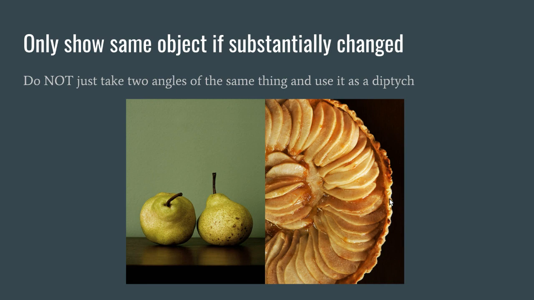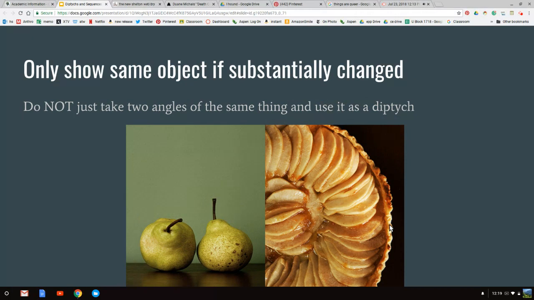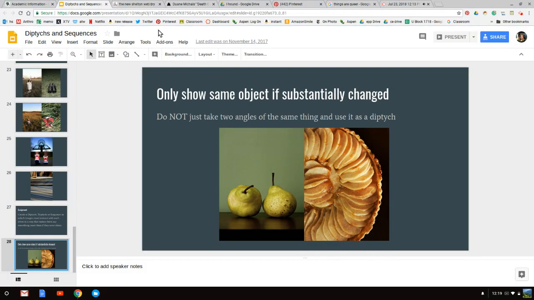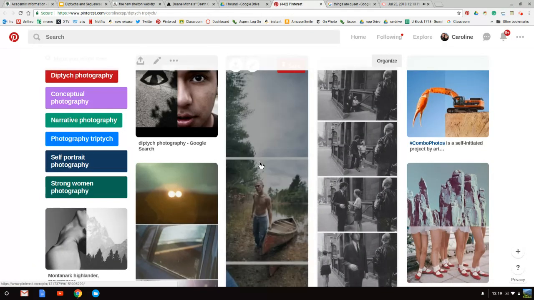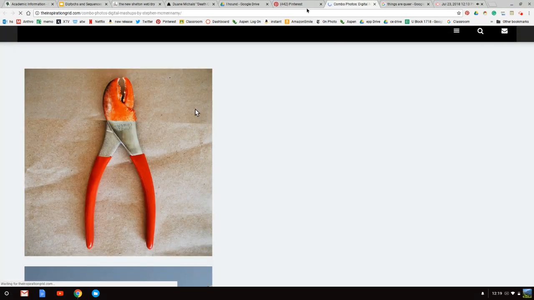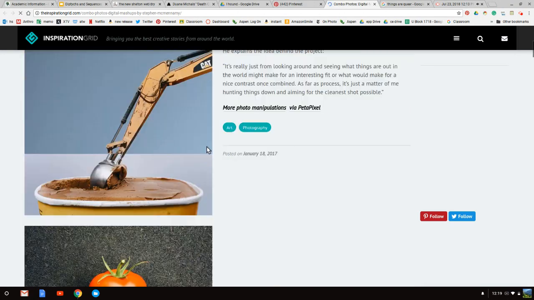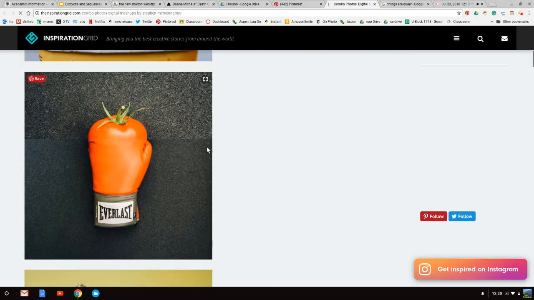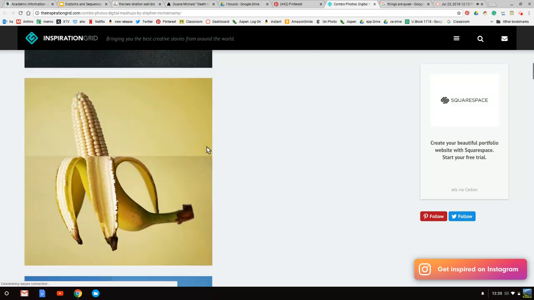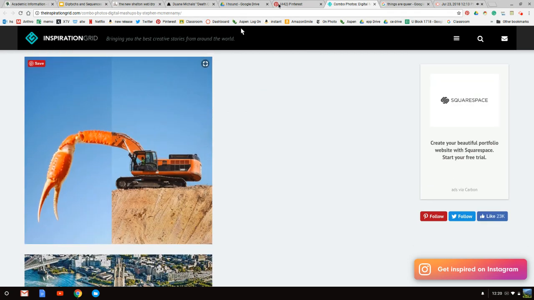If you are going to photograph the exact same object, I want it to be transformed in a substantial way, like these pears were transformed when they were cut up and cooked into the tart. And I've included some links, such as a Pinterest page that shows some really fun, interesting diptychs, where people have combined different objects together. So those are fun to look at. So you might want to check out the Pinterest link that I've included.